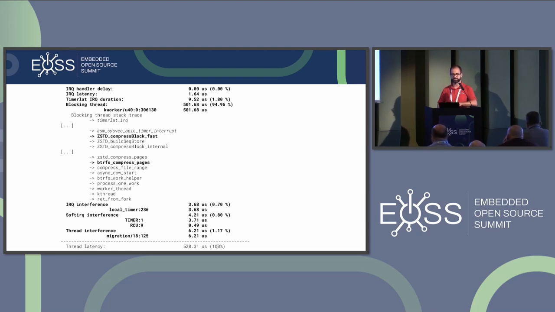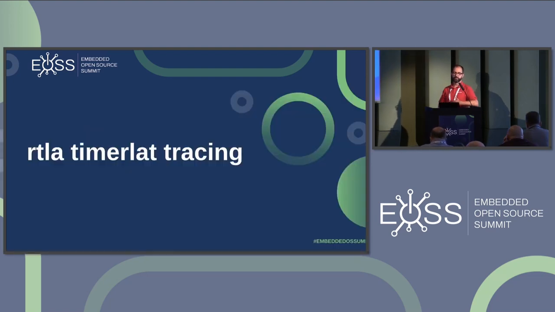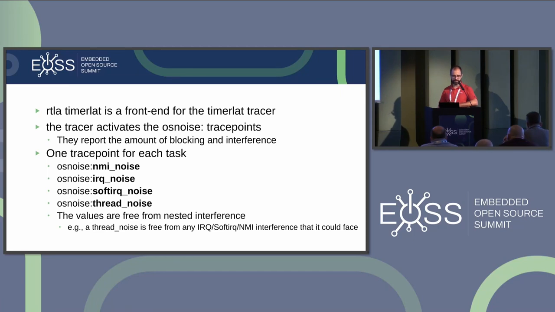So the analysis is automating everything and trying to make it as optimized with regard to overheads as possible, without limiting the use case. Because Timerlat is also tracing, right? It's based on tracing, and I can leverage Timerlat using those tracing features as well, trying to make it as easy as possible again. So Timerlat is a front end for the tracer.